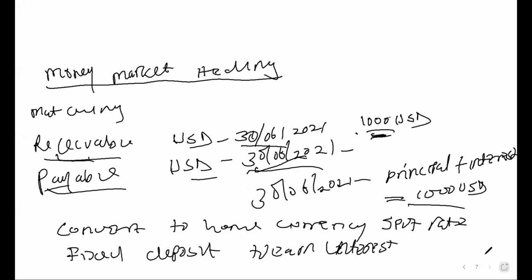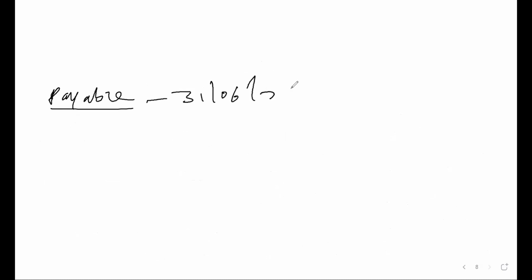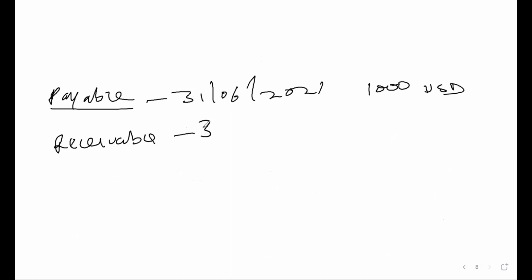If it's a payable, how do you go about it? That first case was a receivable. In case of a payable, you are supposed to pay, let's assume by 31st of June 2021. You need to pay for raw materials worth 1,000 US dollars. So you create a receivable, which is maturing on that date, which you will liquidate then and pay.